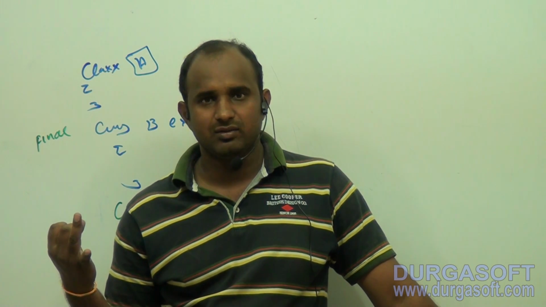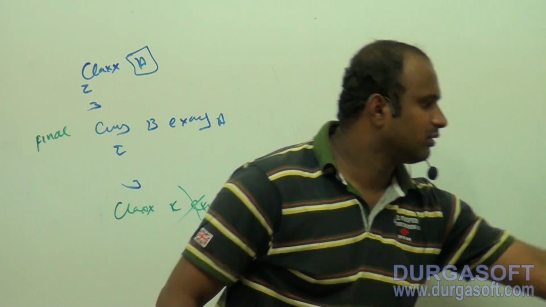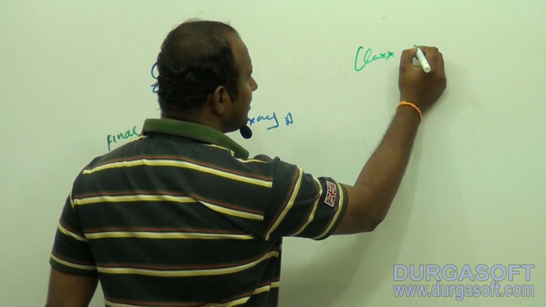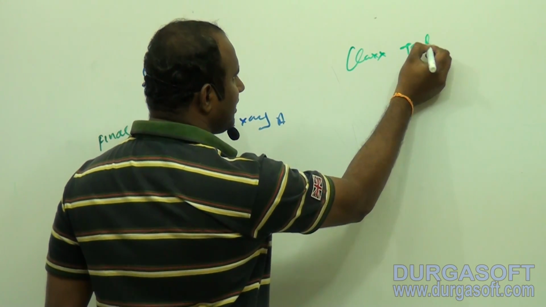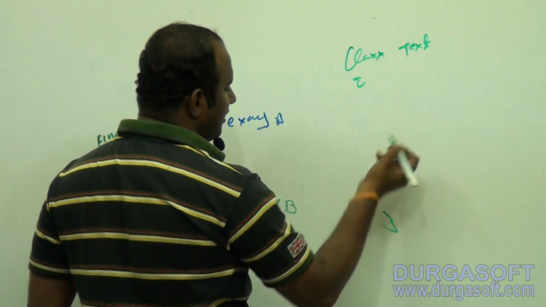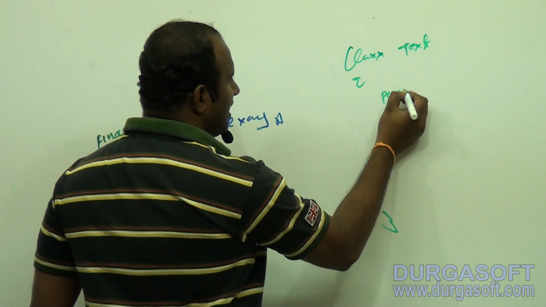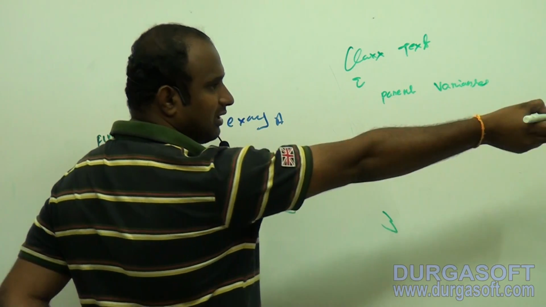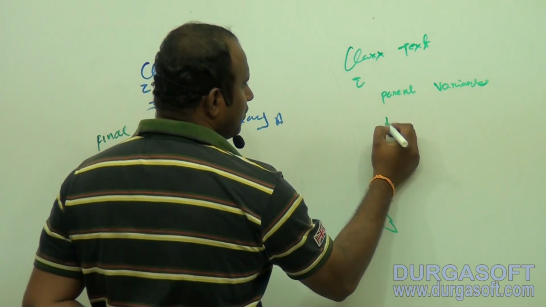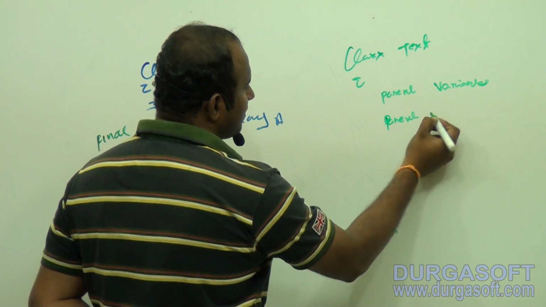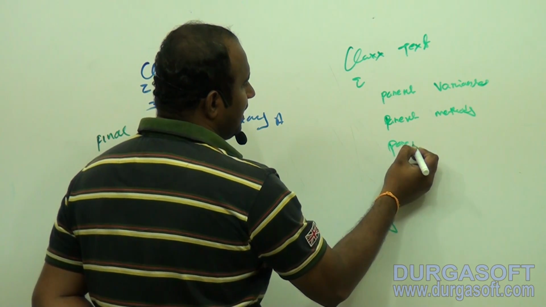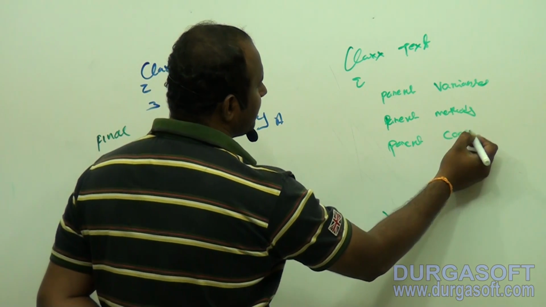Next one is the superclass methods. Otherwise, so please concentrate. You know already class contains how many elements? 5 elements. For example, class tester. So this is a parent class. Now parent class variables. So just now parent class variables are completed. What next one here? Parent class methods. Next one we will discuss parent class constructors.